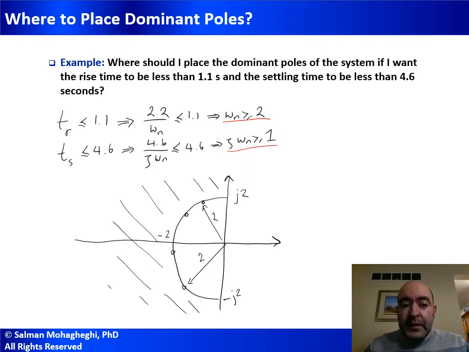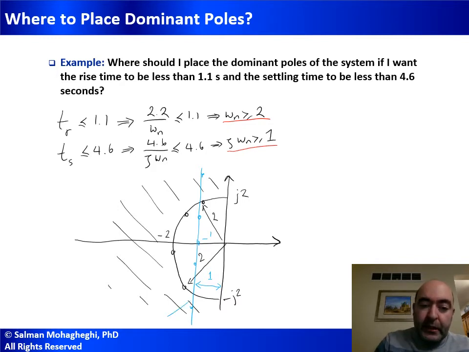So that's one. Second, let's look at the line that has a distance from the j omega axis equal to 1. Let me use a different color. So let's say this is minus 1. This is going to be my line. Now if I have any poles exactly on this line, what does that mean? Its zeta omega n is equal to 1, meaning that its settling time is going to be equal to 4.6. Since I want a settling time of less than 4.6, the pole has to be farther away from the j omega axis, so it has to be on the left side of this line.